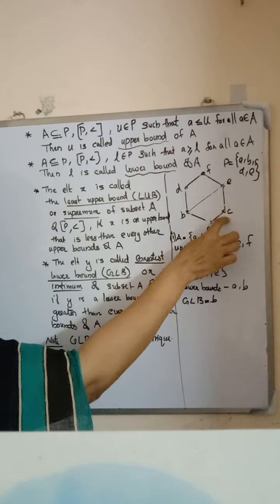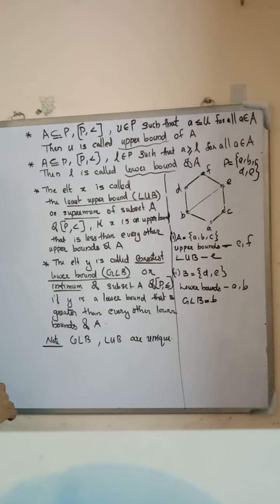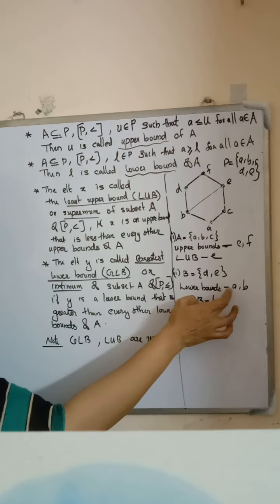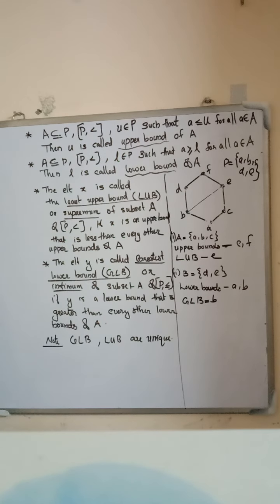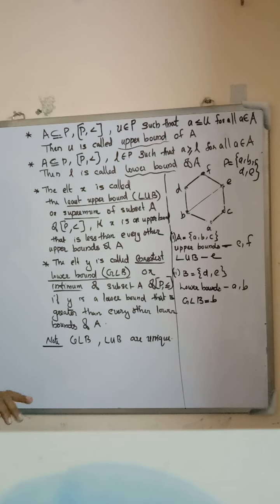Then we check, is C in the lower bound? No, because C is not related to D. So C is not in the lower bound. Okay, so the lower bounds are A and B. Is there any upper bound for this set? No, we couldn't find an upper bound.